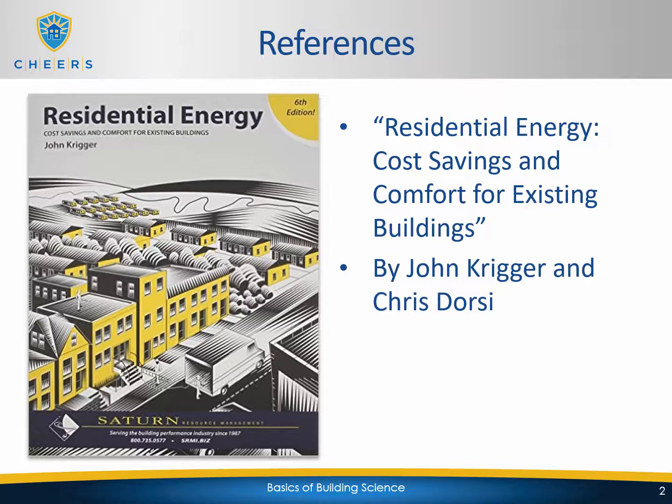A great textbook that's out there is Residential Energy, Cost Savings and Comfort for Existing Buildings by John Krieger and Chris Dorsey. You can find these on Amazon. You can find these on the internet at Barnes and Noble, any kind of bookstore. You'll be able to order these particular books.